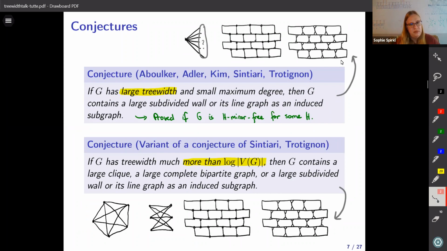The first is, what if we look at a graph of large tree width and put some constant bound on maximum degree? Then we don't get layered wheels, and we don't get big cliques or complete bipartite graphs. So maybe then the actual truth is just walls and their line graphs. And this is still open, but it's proved actually in somehow a mixed case between the 2. The same team of authors proved that if G also doesn't contain some fixed graph H as a minor, then this is the truth.